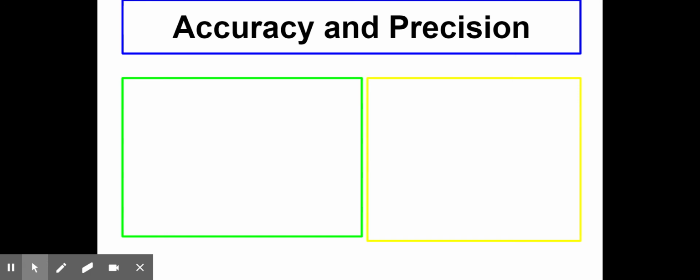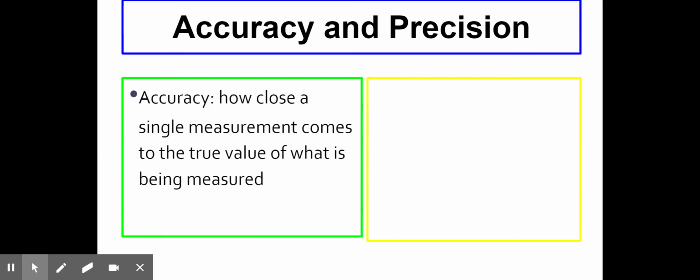Whenever we take a measurement, there are two concepts. One is called accuracy, and the other one is called precision. Accuracy is how accurate your measurement is. Accuracy means how close a single measurement comes compared to the true value of what is being measured. So it's talking about if it's correct.